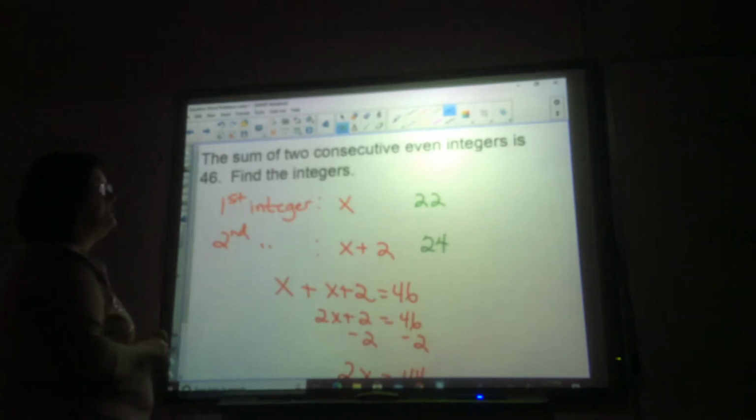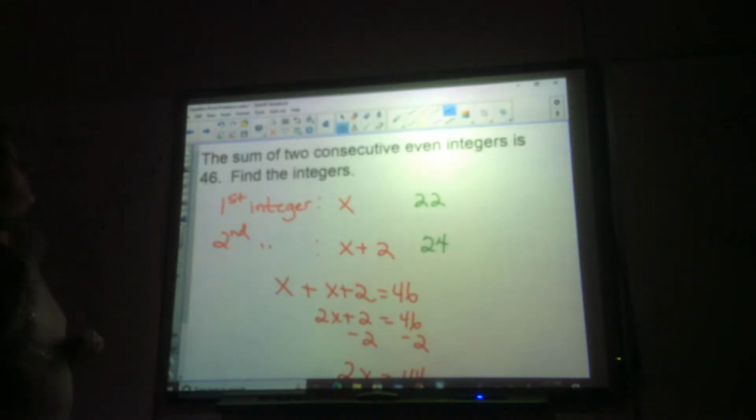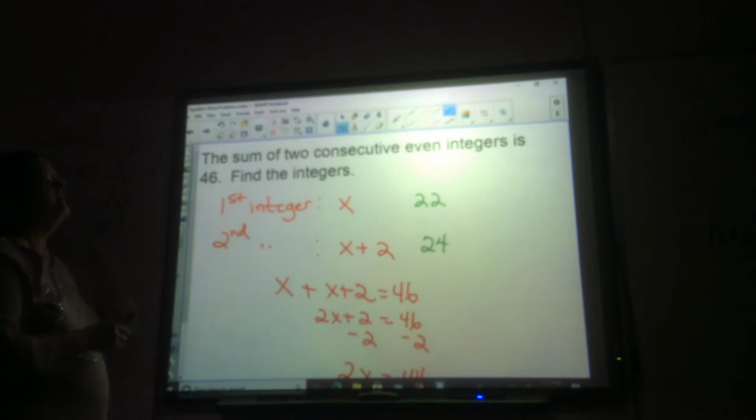All right, now here's our consecutive even integer question. It says the sum of two consecutive even integers is 46. Find the integers. All right, two consecutive.